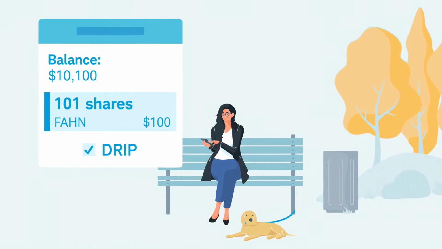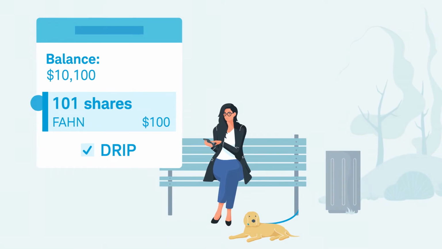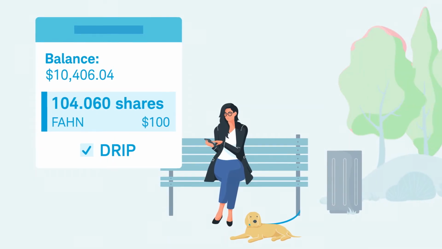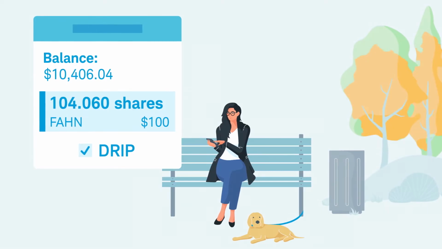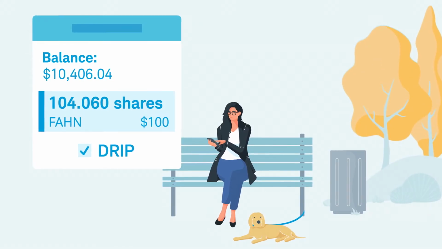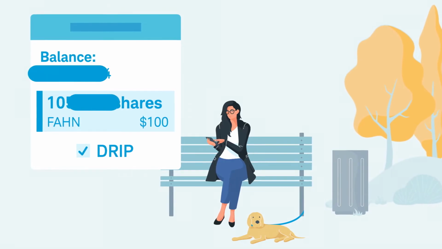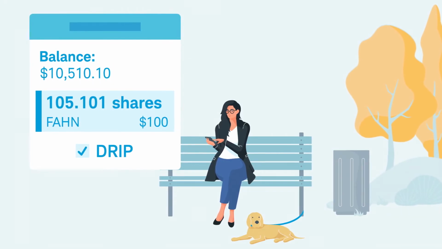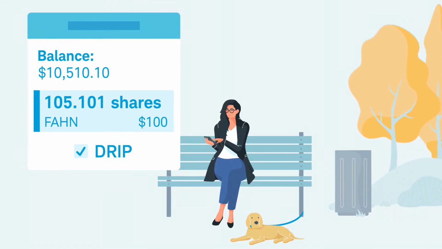If the company continues to have a 4% dividend yield, after a year, this investor would own more than 104 shares, worth $10,400. During the next year, this investor is receiving dividends on 104 shares instead of just 100. So this year, she receives more than an additional share. From one year to another, these differences may seem small, but over a long period of time, they can really add up.